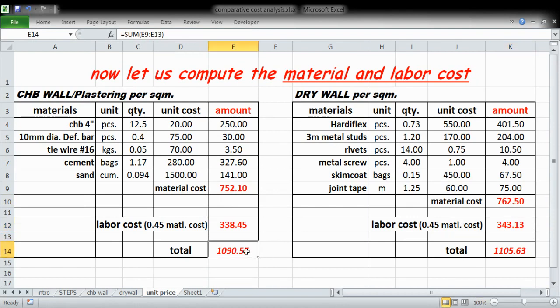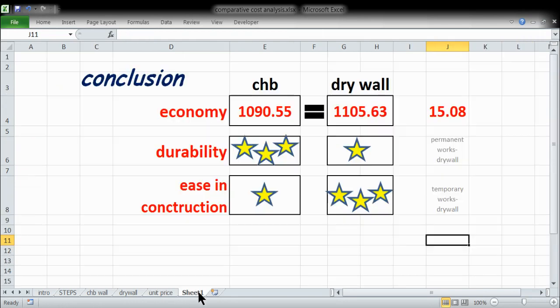Actually, the total material cost for CHB is almost close to the cost of the drywall per square meter. So, they are not far apart. You can screenshot this now. The important thing here is how to make a comparative cost analysis. Now, let us go to the conclusion.